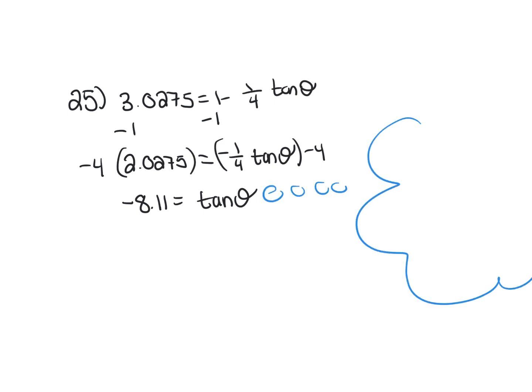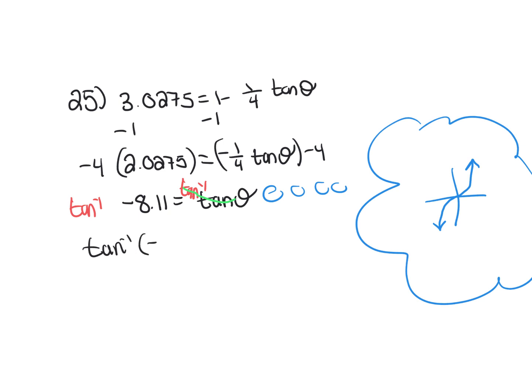If you remember graphing tangent, its parent function looked like this. It goes up and down forever. So tangent at some point in time is going to touch negative 8.11. It's just not on the unit circle. So we're going to arctan both sides so that I can get to the theta, because arctan and tangent undo each other. So I'm going to do arctan of negative 8.11 equals theta.